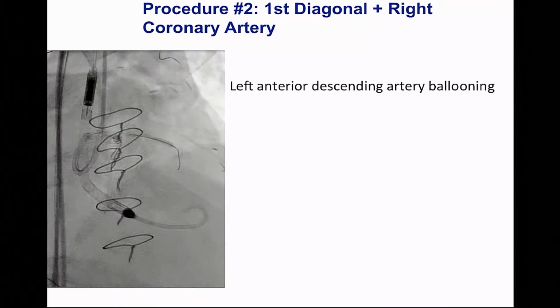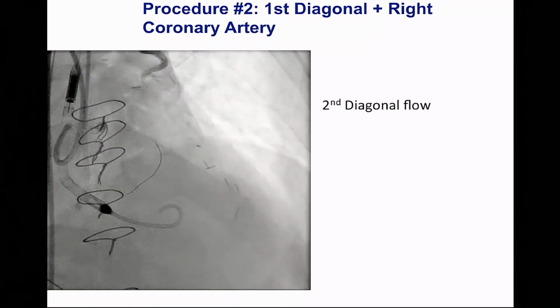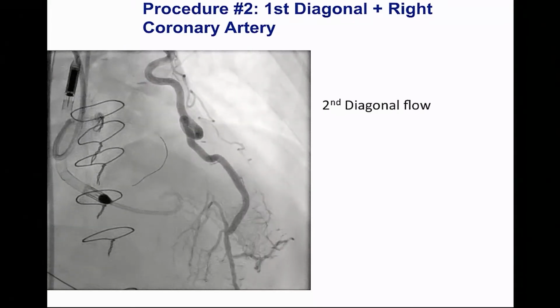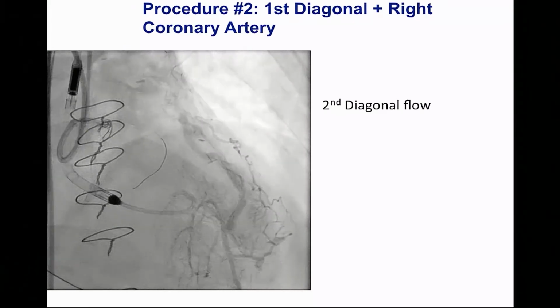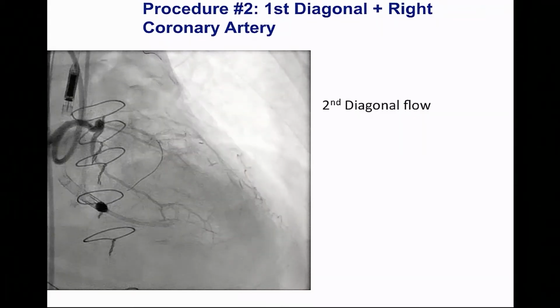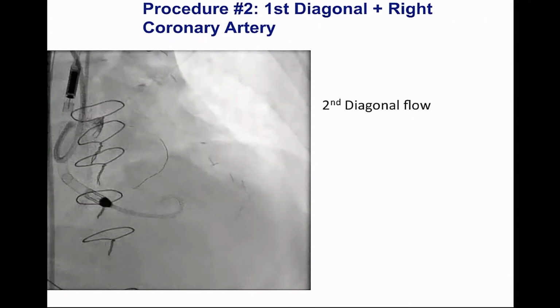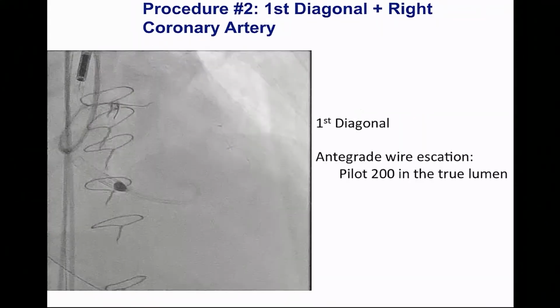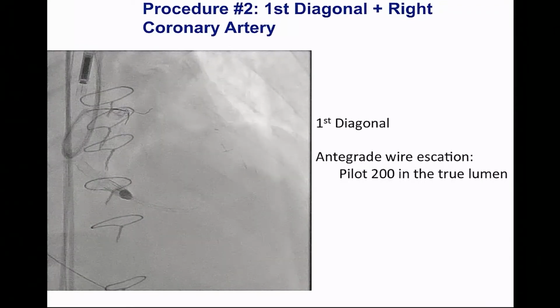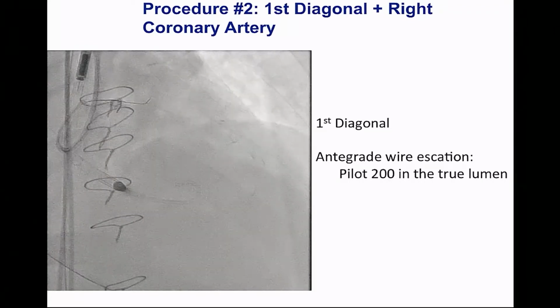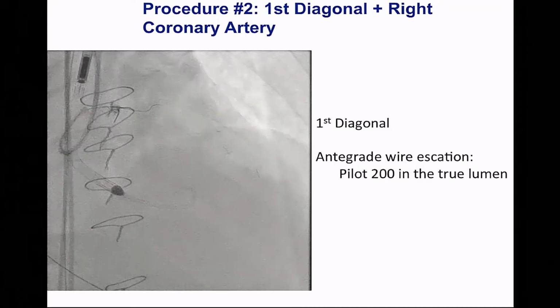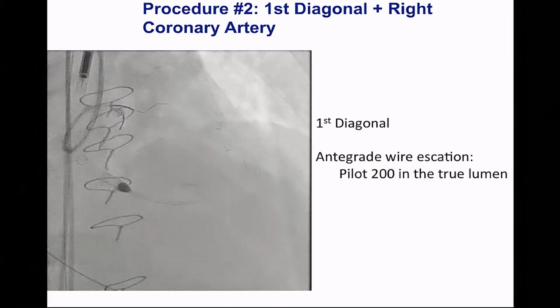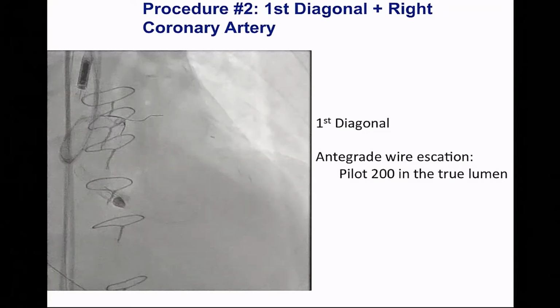So we already had the wire in the septals. We ballooned the LAD. We were very lucky because the second diagonal showed up. We didn't even know that it existed, and it was there. But our aim was the first diagonal, let's keep in mind. So we used the antegrade wire escalation technique, different wires, and finally the Pilot 200 went smoothly in the true lumen towards the first diagonal.